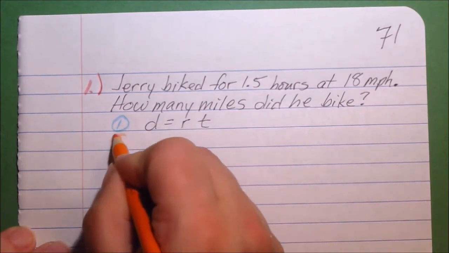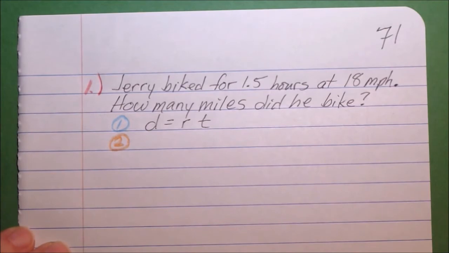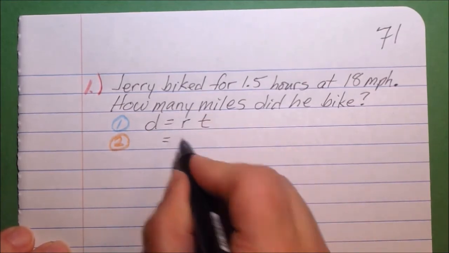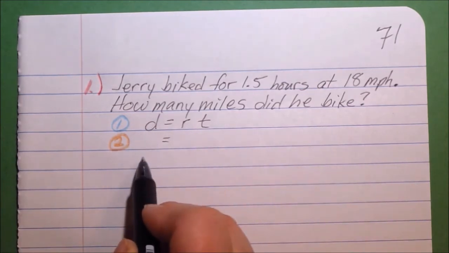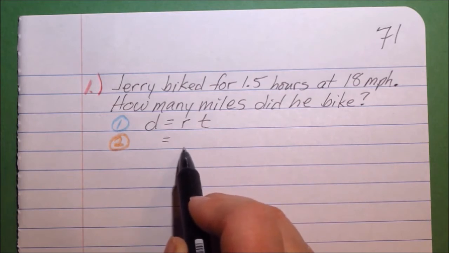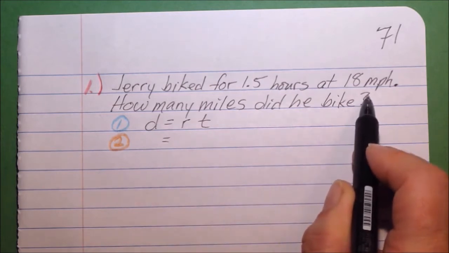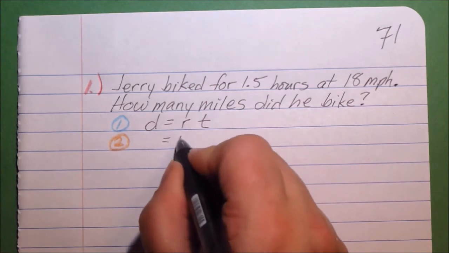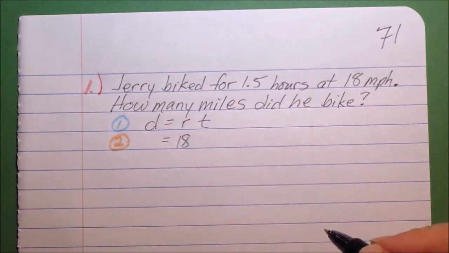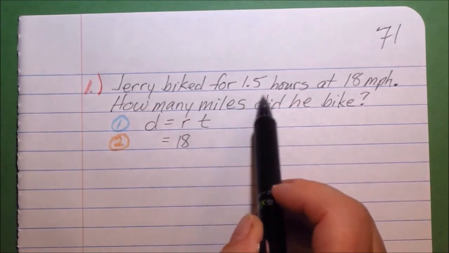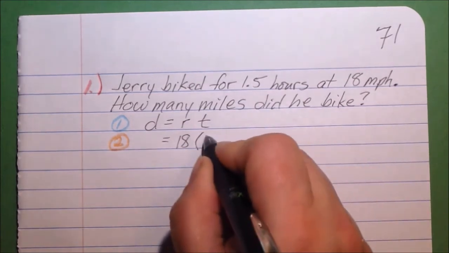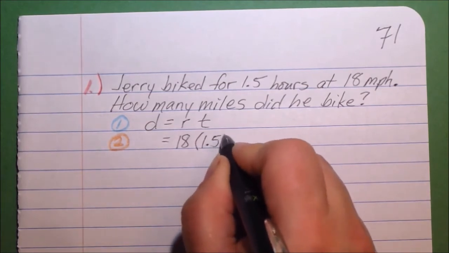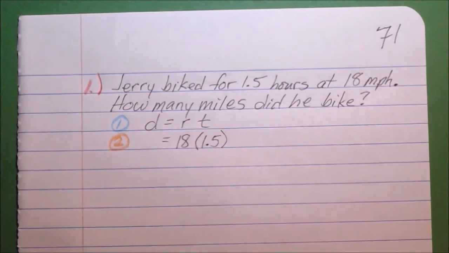Step 2 is to plug in any known values. Now, I say known values because I don't yet know what distance is. That's what we're trying to figure out. How many miles did he bike? That's the distance. I do know the rate, though. It says he was biking at 18 miles per hour, so I'm going to put 18 under R for rate. It says that the time was 1.5 hours, so I'm going to put under T 1.5. That's the amount of time he was biking.